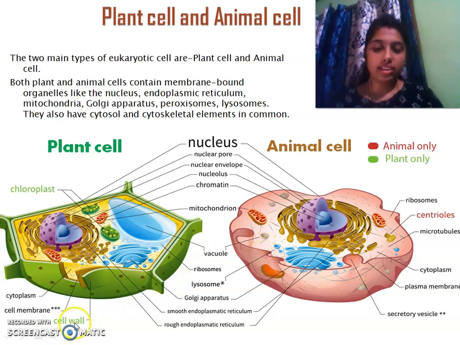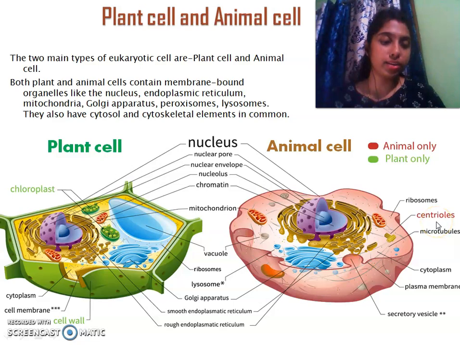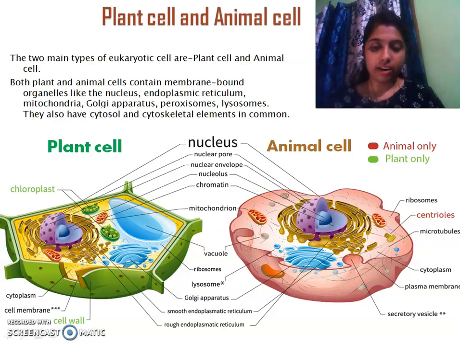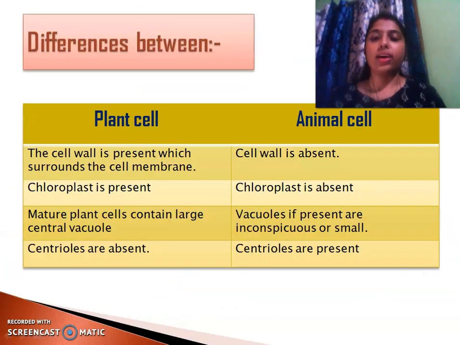While you can see that the cell wall, this green colored structure, is present in plant cell, which is absent in animal cells. And centrioles, whose main function is to help in cell division, are present in animal cells but absent in plant cells. Okay. So this diagram is very important from your exam point of view also. So please try to pay your attention here.